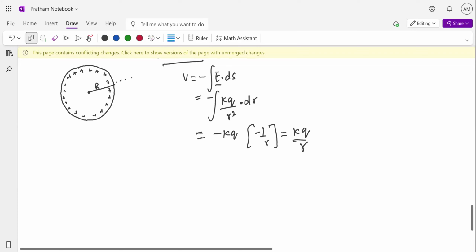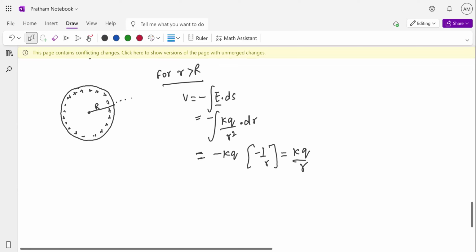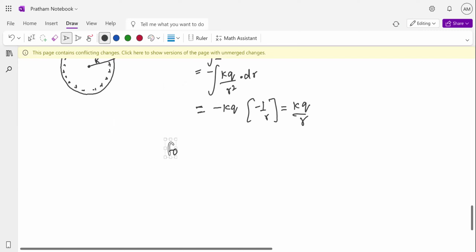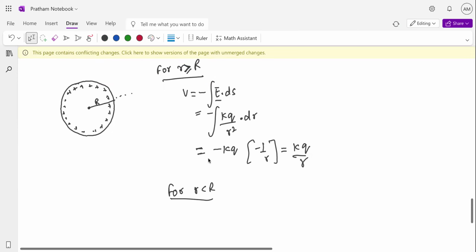If you are just at the surface, what value do you get? kQ by R. Basically you can put in the values. Now, if you see carefully, this can be written as r greater than or equal to R. The fun thing comes when we get to r less than capital R. This is the important part. What do you think should be the exact value of the electric field?